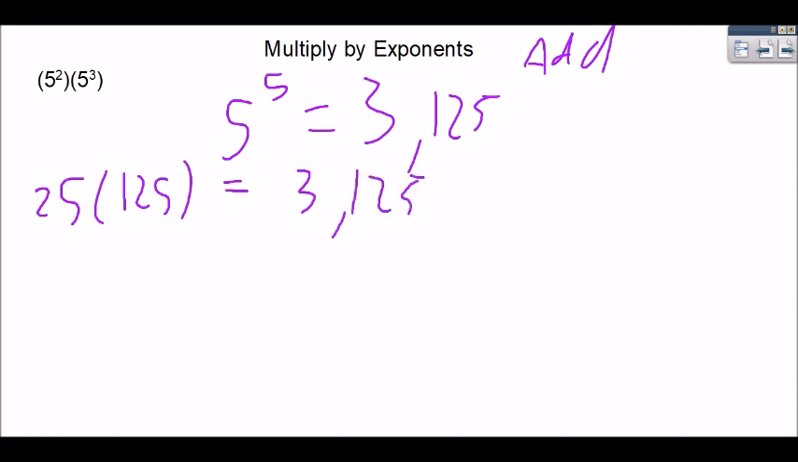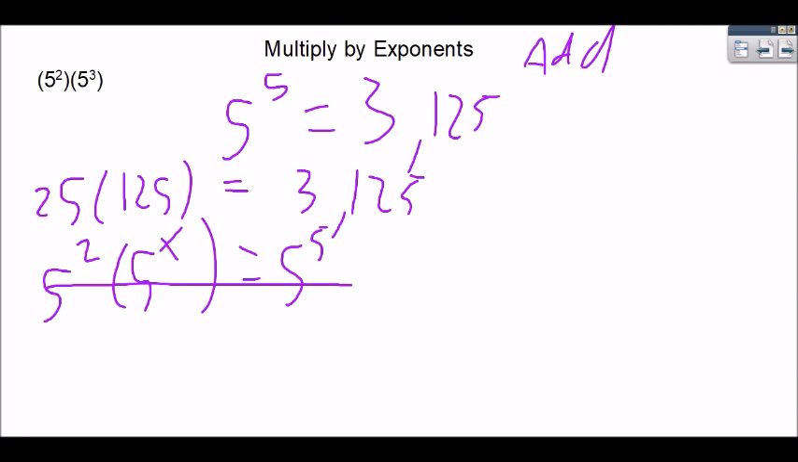So if they were to have asked us, hey, 5 squared times 5 to the x is equal to 5 to the fifth, what does x equal? Well, because they're all the same base, I can cross out the base and say 2 plus x, because multiplying exponents means add, is equal to 5. And then I can solve for x and say x is 3.